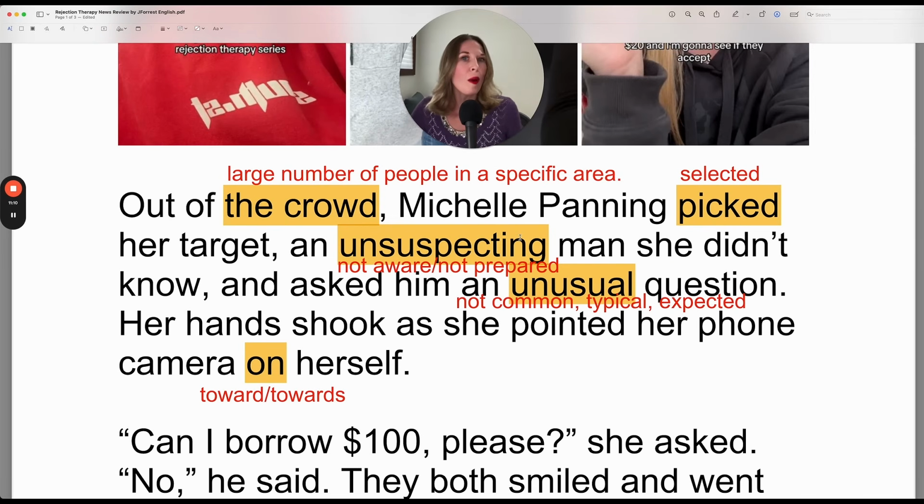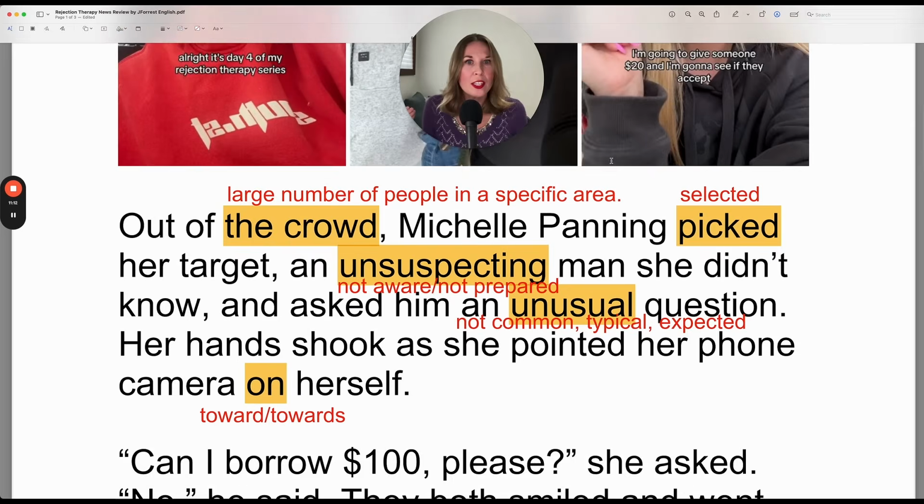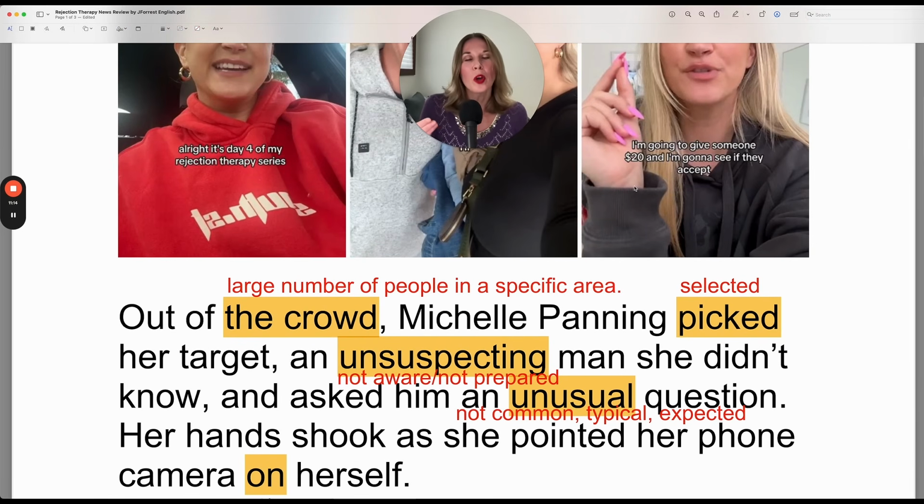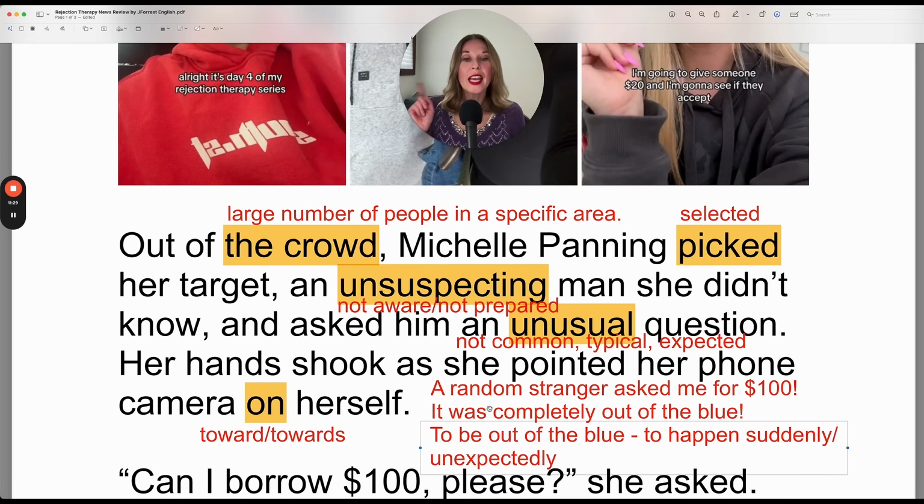So you have no idea that this random stranger, so someone you don't know, if you really want to emphasize the lack of a relationship, you can call them a random stranger. A random stranger asked me for $100 today at the mall. And you might add on, it was completely out of the blue. Do you know this idiom? To be out of the blue. And then you can add completely to intensify it.